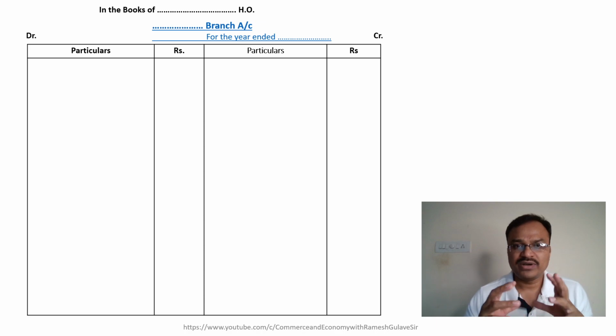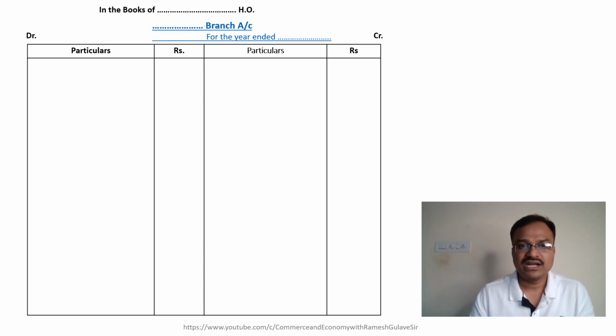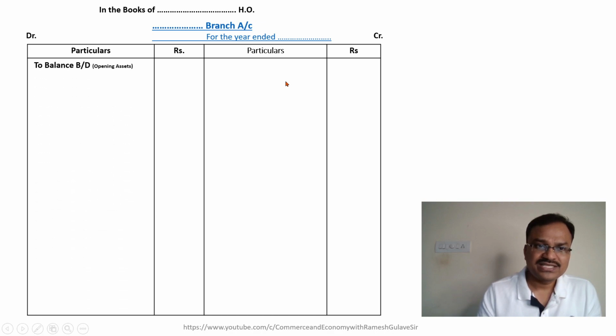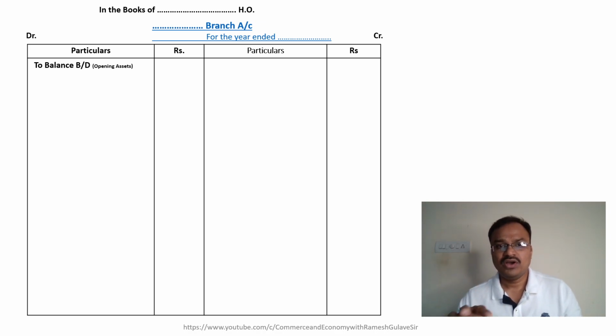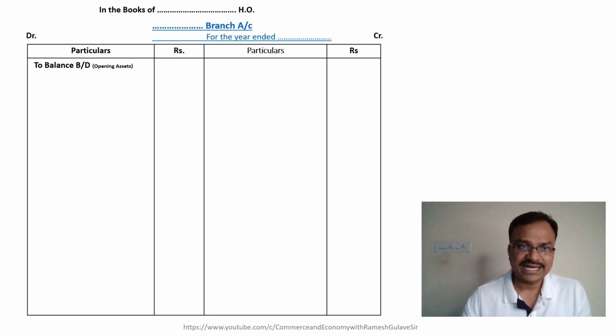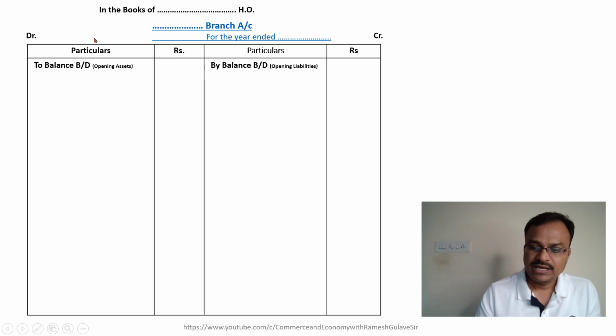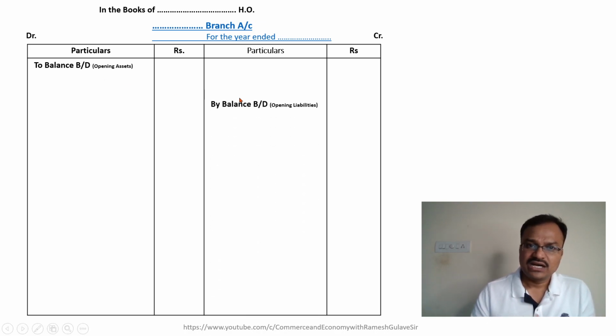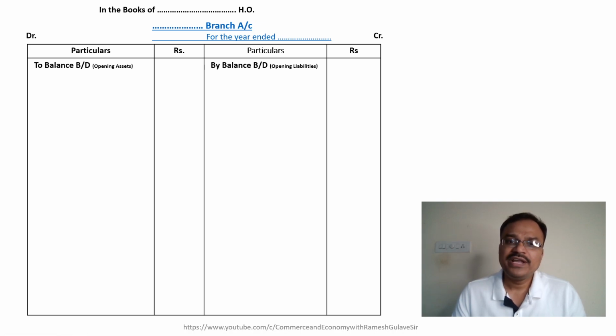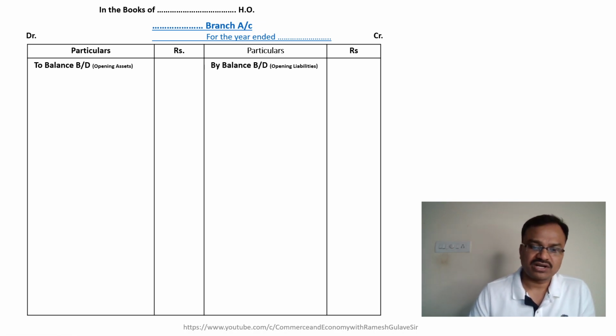That is, branch account is basically a nominal account in nature, and that's why all the expenses are recorded on the debit side of the branch account, and all the incomes and gains of that branch are recorded on the credit side. Here I would like to show you the important points which are recorded on the debit side of branch account, and some points which are recorded on the credit side. So friends, at the beginning we record the opening balances of assets on the debit side of branch account, to balance brought down opening assets. Then at the same time we record the opening balance of liabilities on the credit side of branch account, right?